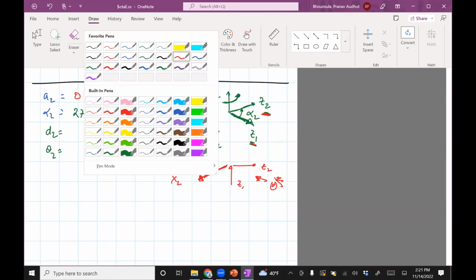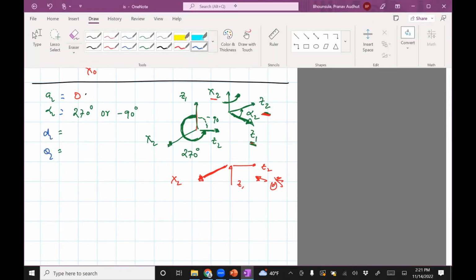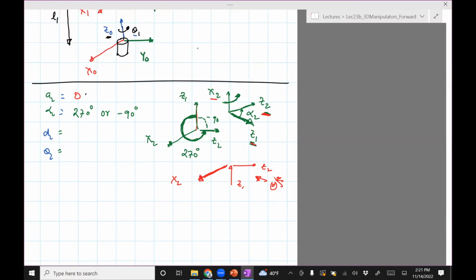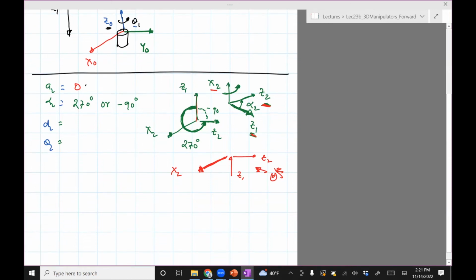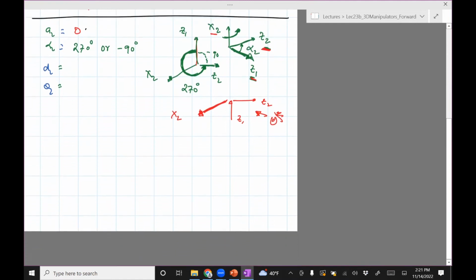Okay, I think I swapped the colors. Use blue for this. Okay, next let's figure out the same things, so d2 and theta 2 for link 2. For that, I'll use the figure from page 3.